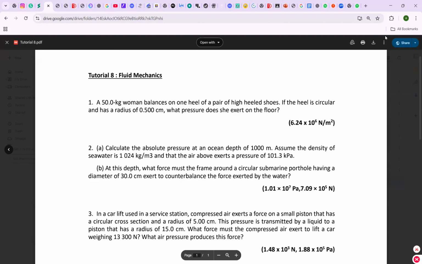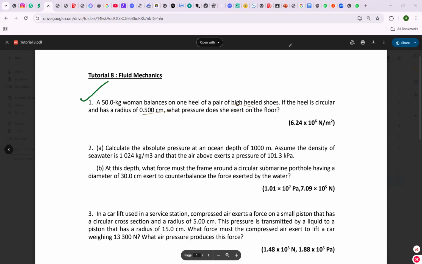I like question number 1. This question number 1, you can try. What is given? What is the formula to be used? Can you try it? I'll rectify if you are making a mistake. Oh, okay. I can type here. Yeah, you can write anything. So, a 50 kilogram woman balances on one heel of a pair of high-heeled shoes. If the heel is circular and has a radius of, what pressure does she exert on the floor?